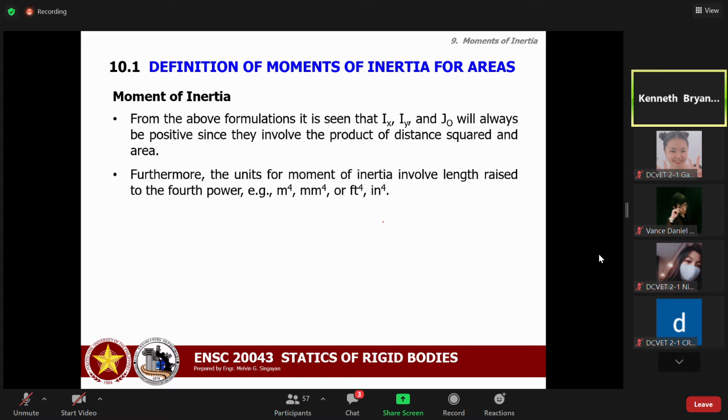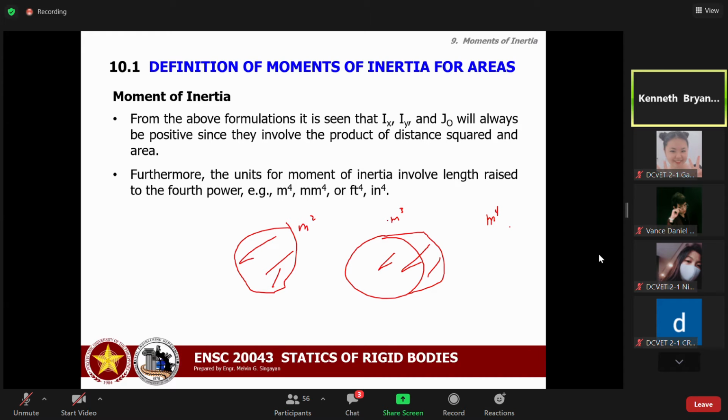For example, you have an area. So you know that area is like this one. Okay, so that's the area, and that is, say, in meter squared. Then if you want m cubed, what do you have? A volume. So you have a volume, and that is m cubed. But what is m to the fourth? What is the physical manifestation of meters to the fourth? Well, it has no physical manifestation, but it's more on the theoretical side, that you have a moment of inertia.